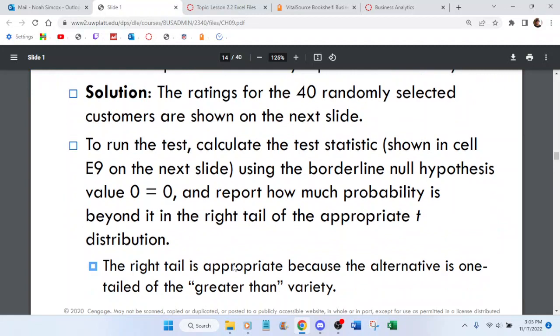The ratings for the 40 randomly selected customers are shown on the next slide. To run the test, calculate the test statistic shown in cell E9 using the borderline null hypothesis value, and report how much probability is beyond it in the right tail of the appropriate t-distribution. The right tail is appropriate because the alternative is one-tailed of the greater than variety.